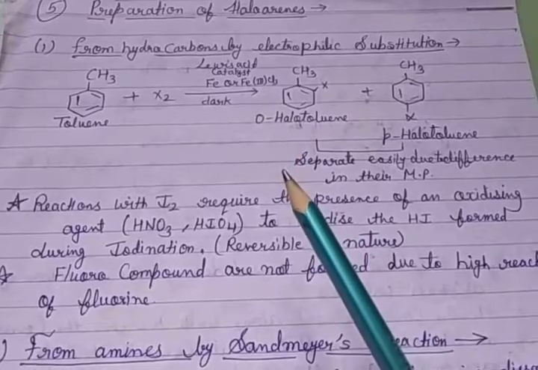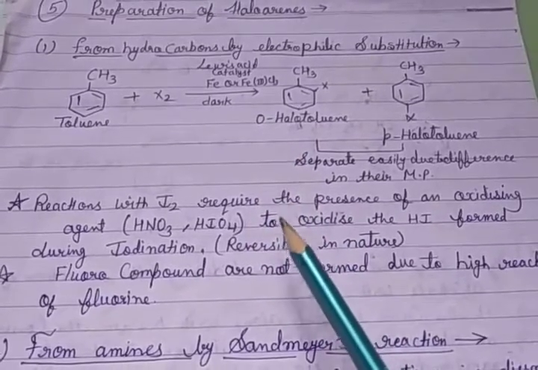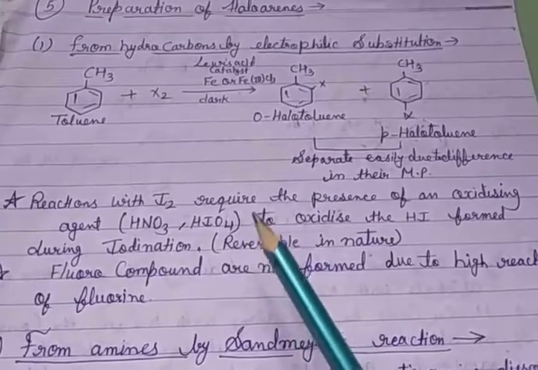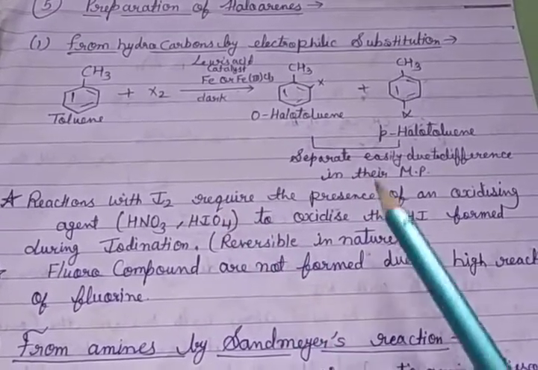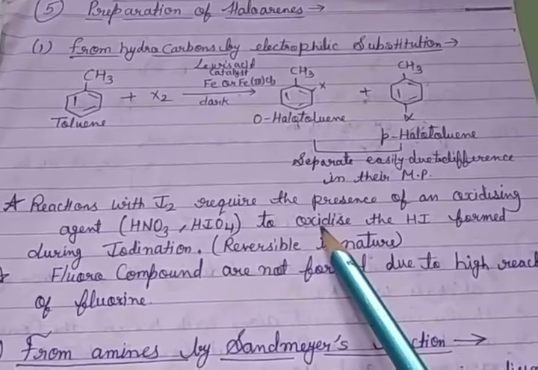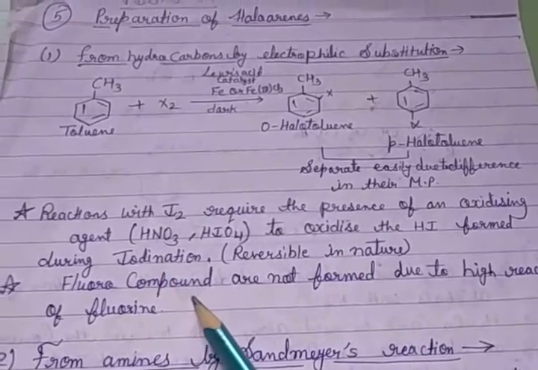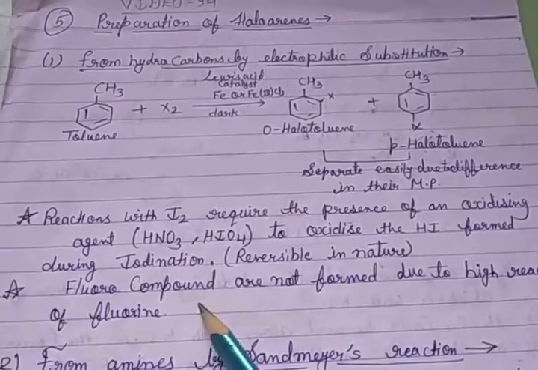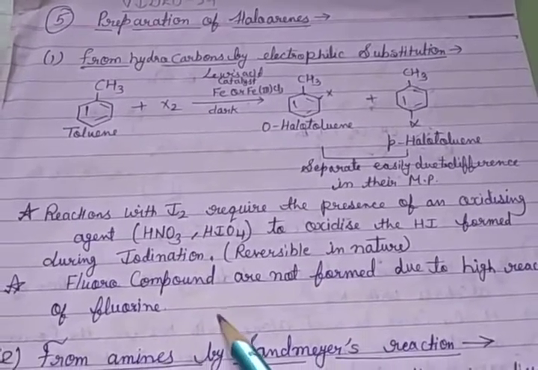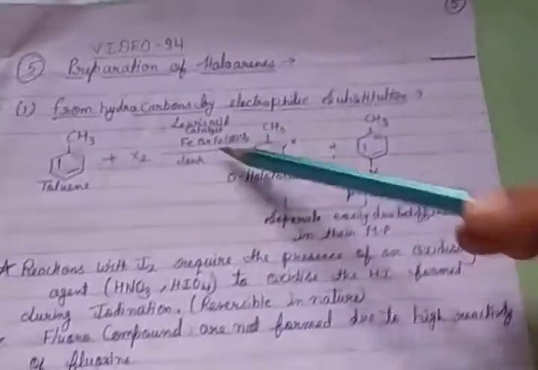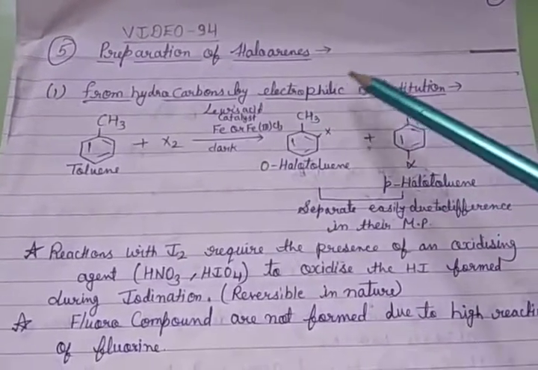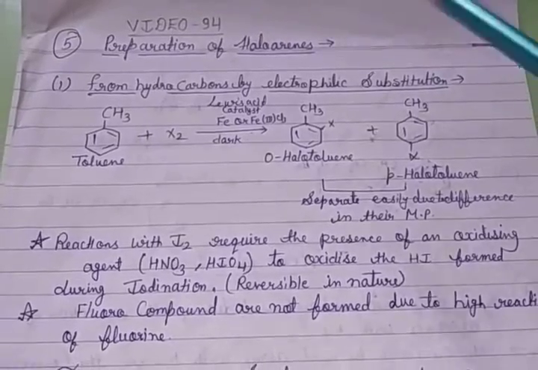So this reaction is mostly done for chlorine and bromine, because iodine requires the presence of an oxidizing agent and iodination is reversible in nature, and fluoro compounds are not formed because of the high reactivity of fluorine. So this is the first preparation method, from hydrocarbon by electrophilic substitution reaction.